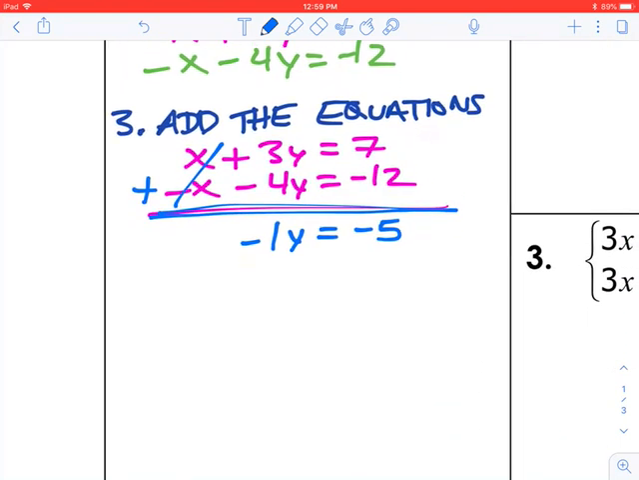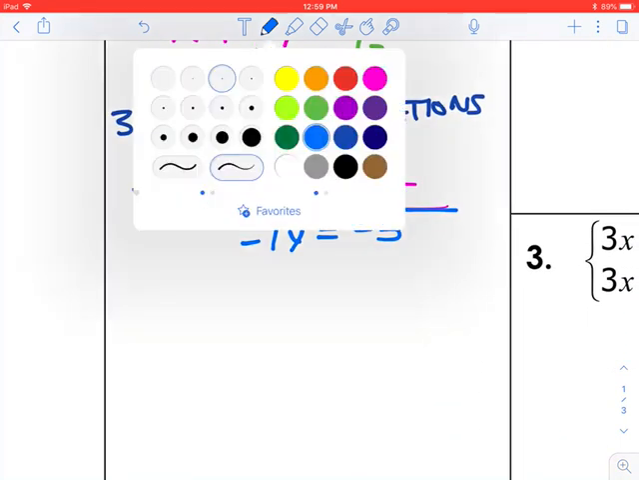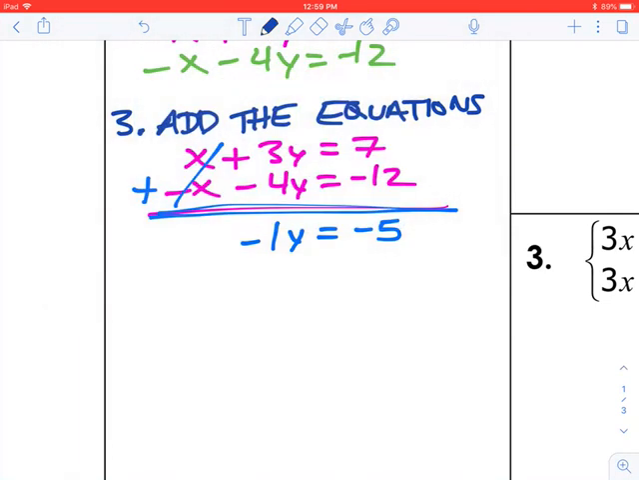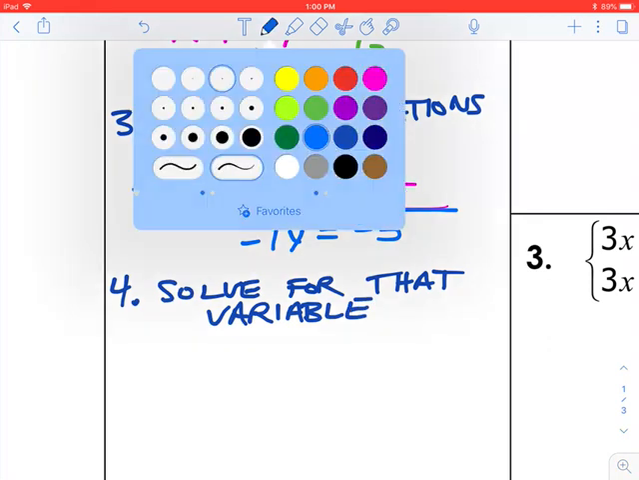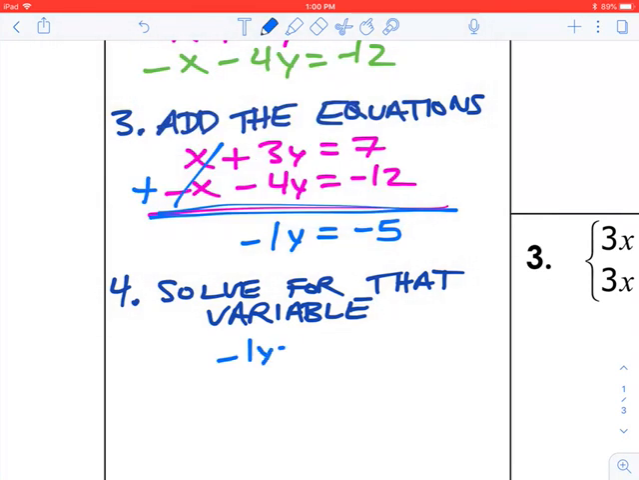Okay? And so, step 4, solve for that remaining variable. Okay, so in this case, all I have is the negative 1y equals negative 5, so now I solve. So divide by negative 1, I get y equals 5.